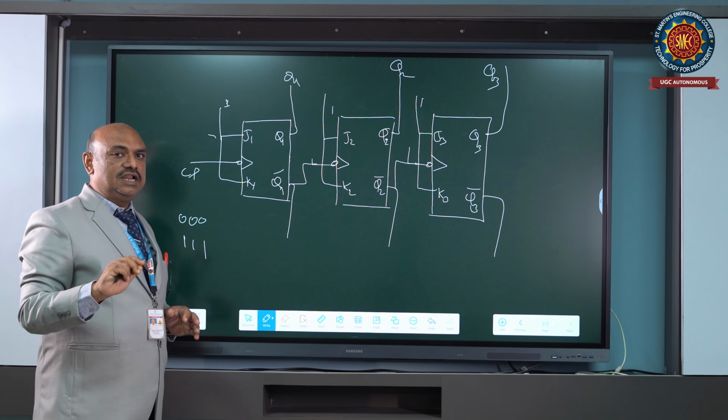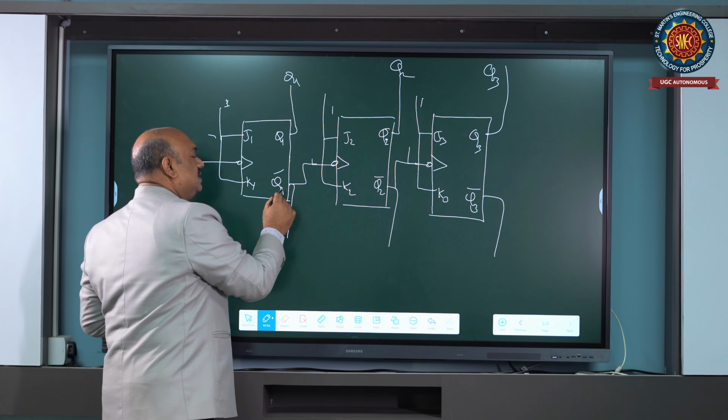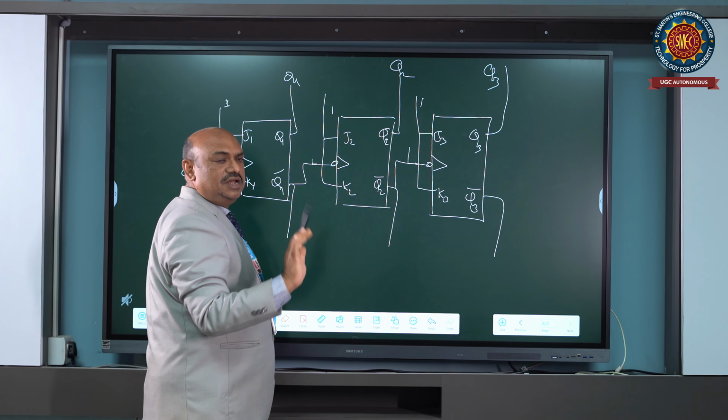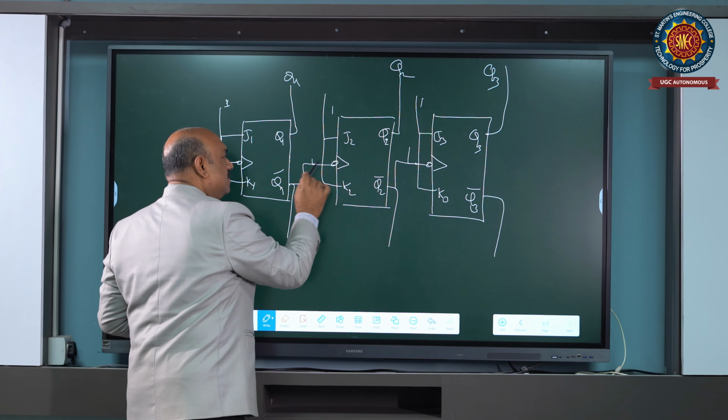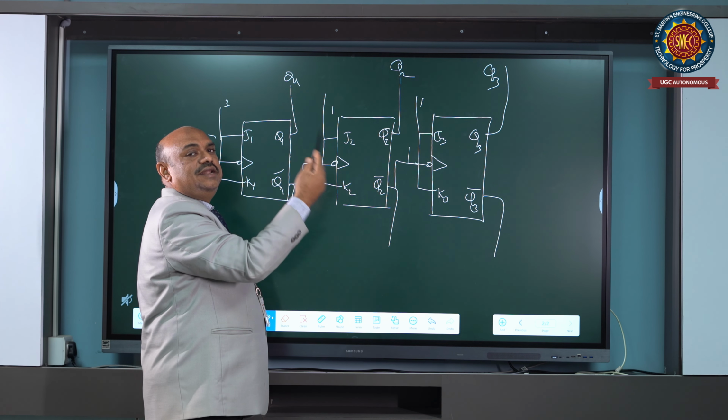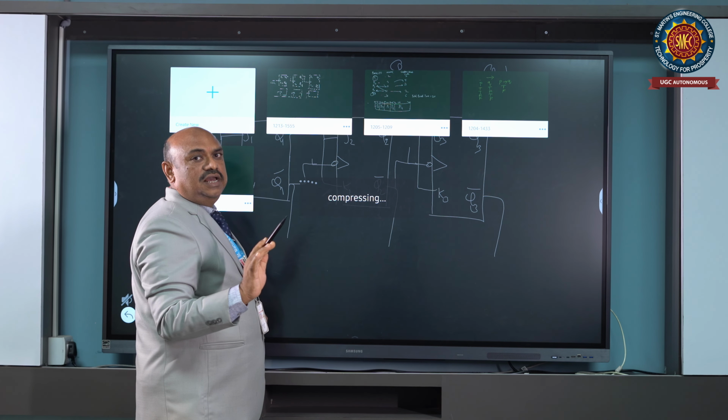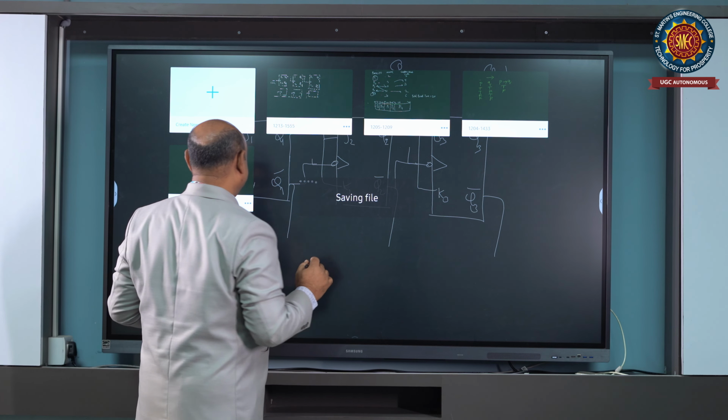So I have explained two methods here. One is simply taking the output from the inverting terminal. The other is applying the clock pulse from the inverting terminal to the next flip-flop. Either can be used as a down counter.